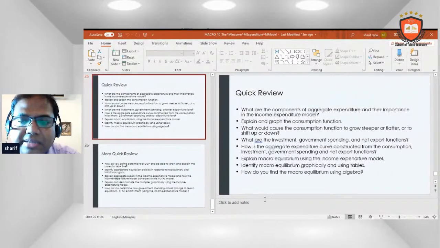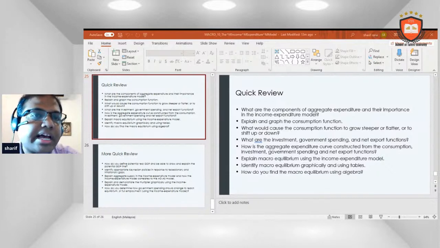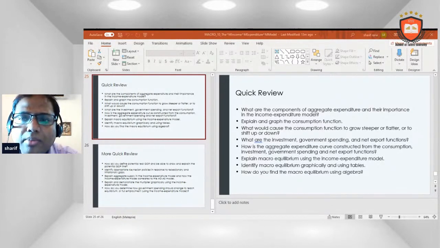So here is a quick review, and the quick review helps us to understand different economic aspects, and in this way we can grow our economic understanding effectively. Macroeconomics is a very important subject, and it helps us to understand GDP, understand the real gap, and understand the real efficient things. The quick review asks: what are the components of aggregate expenditure and their importance in the income expenditure model?